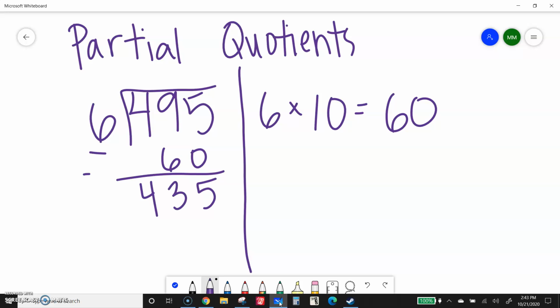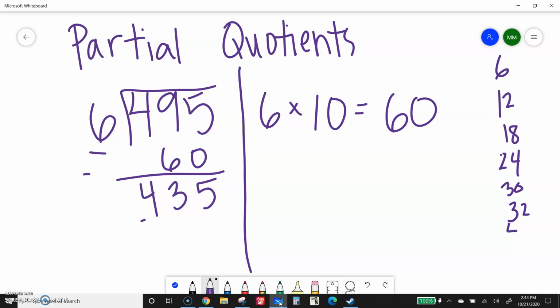Now, I'm not going to want to do just groups of 10 over and over because it could take a little while. I could just keep subtracting groups of 10 and see how many times I can do it. But instead, let's look. If I have 435, I can think about my multiples of 6 and see if I can get close to 435. When I say multiples of 6, let me show you what I mean. So I have 6 times 1 is 6, 12, 18, 24, 30, 32.